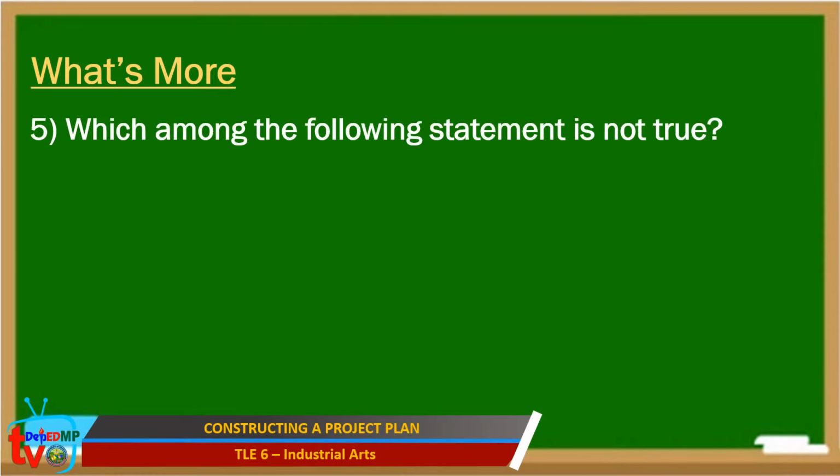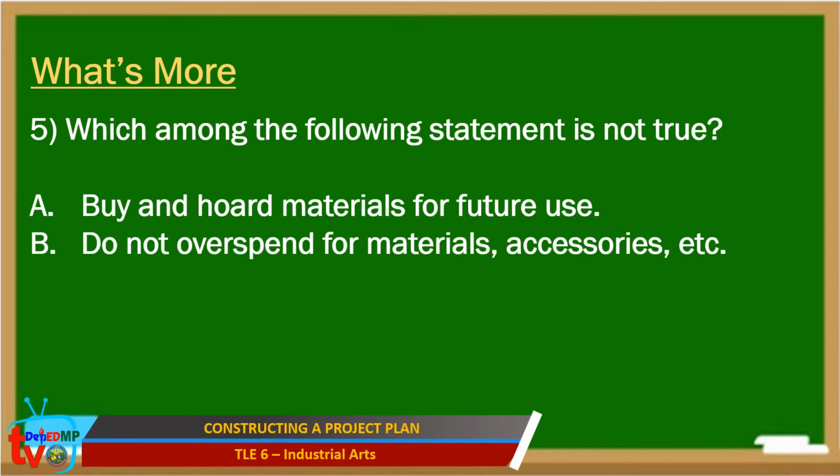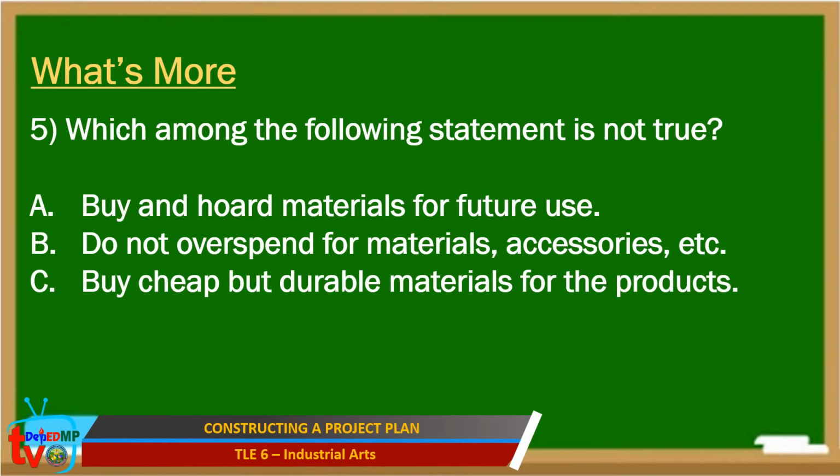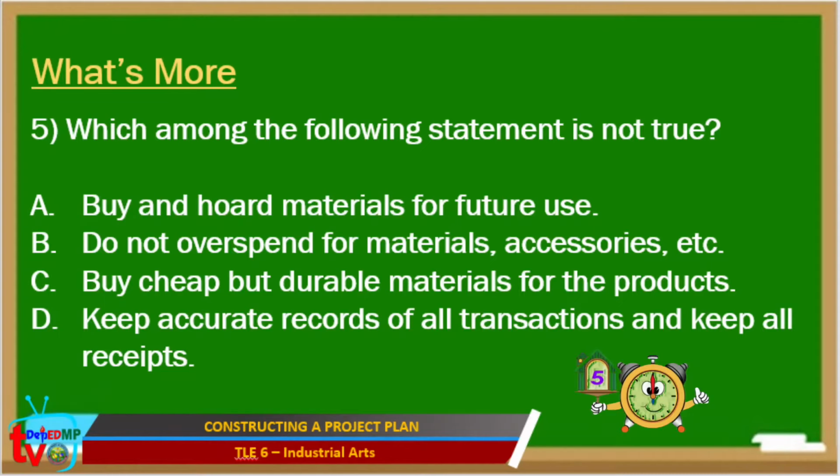And number 5. Which among the following statements is not true? A. Buy and hoard materials for future use. B. Do not overspend for materials, accessories, and others. C. Buy cheap but durable materials for the products. D. Keep accurate records of all transactions and keep all receipts.